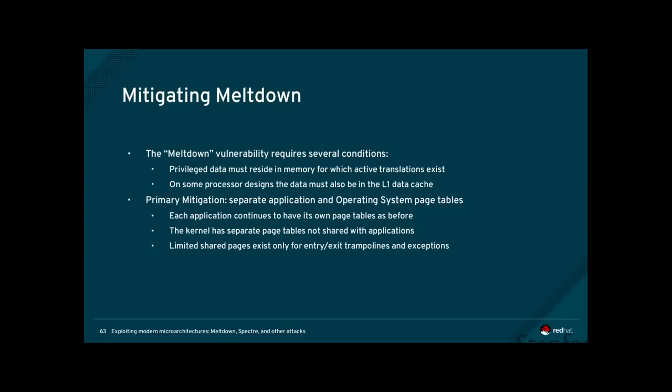One of the primary mitigations that we use that's expensive is we change how we set up the operating system page tables, and we split them. Instead of having a page table for every application that's shared with the kernel, that's shared with the operating system, I now have, for every program, one set of page tables for the program and one set of page tables for the operating system, for the kernel. Every time I go into the operating system to do something, I switch the page tables.